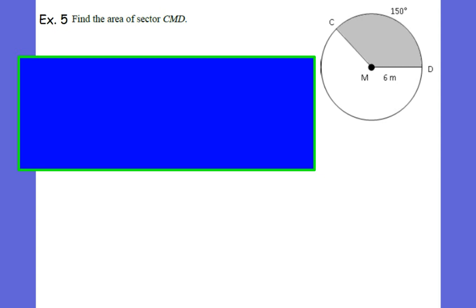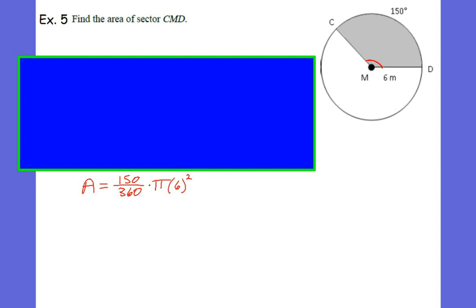Okay, so let's try another one. Find the area of sector CMD. So I'm just going to write it down here. Let's do our formula. Here's my sector. This is 150 degrees, which means the central angle is also 150 degrees. So I'm going to do 150 out of 360 times pi r squared. So pi, my radius is 6, squared. From here, we just got to simplify.